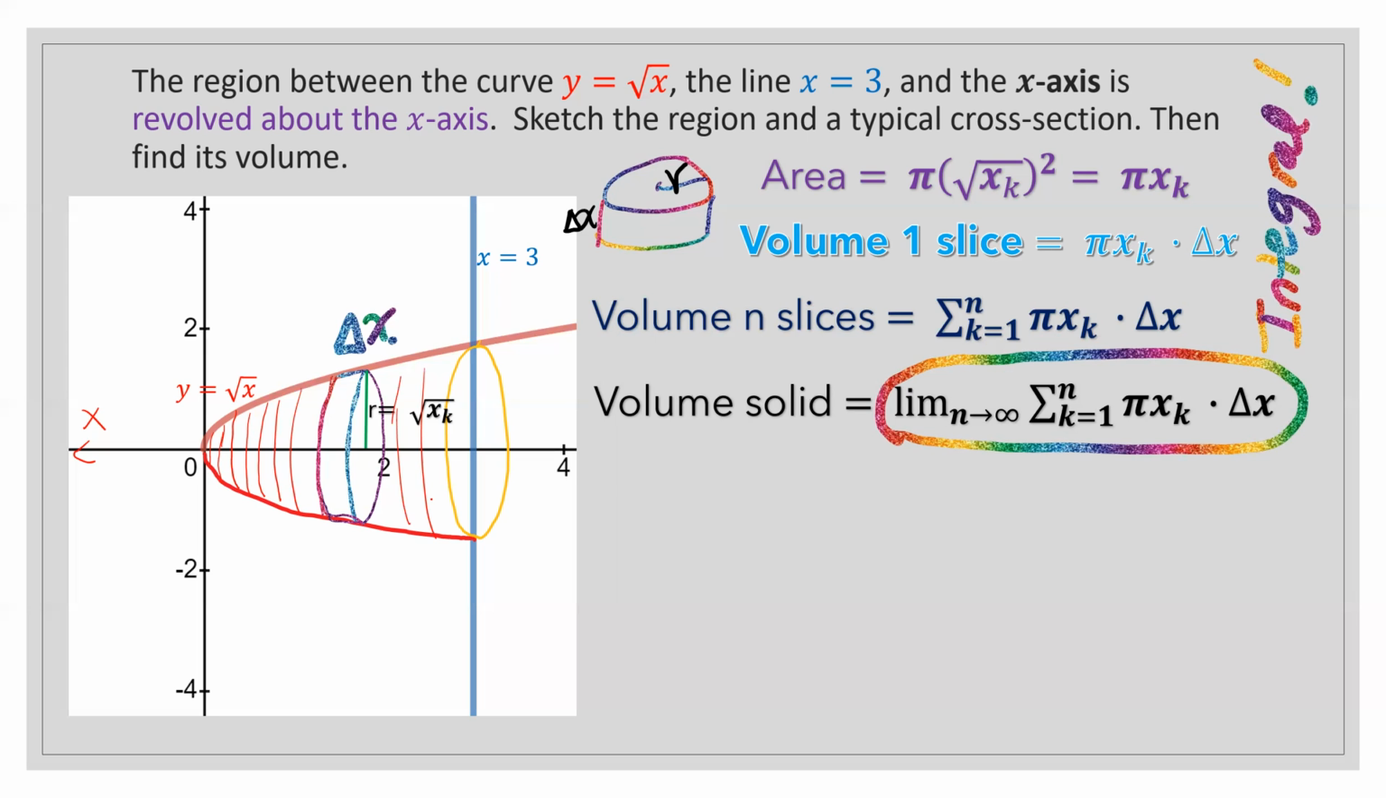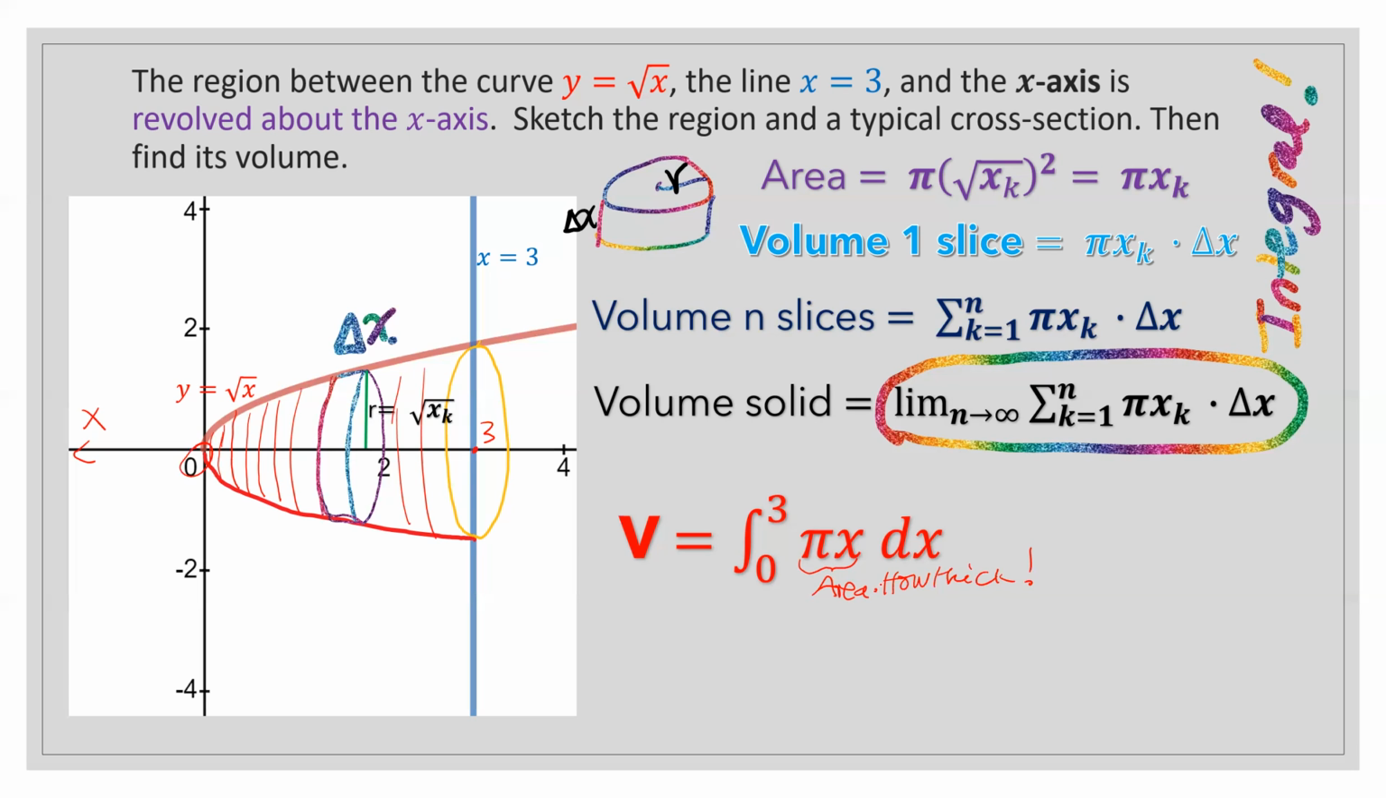Okay, and what is that integral? It would go from 0 to 3 right here, of pi x dx. So this would be the area, and that would be how thick, right? The area times how thick is the volume.